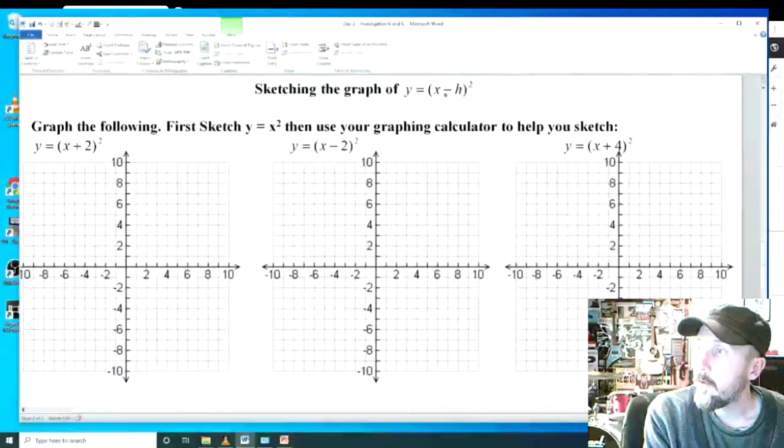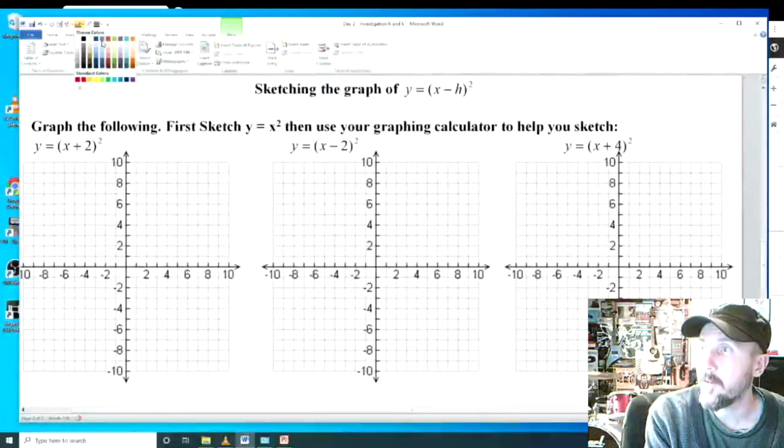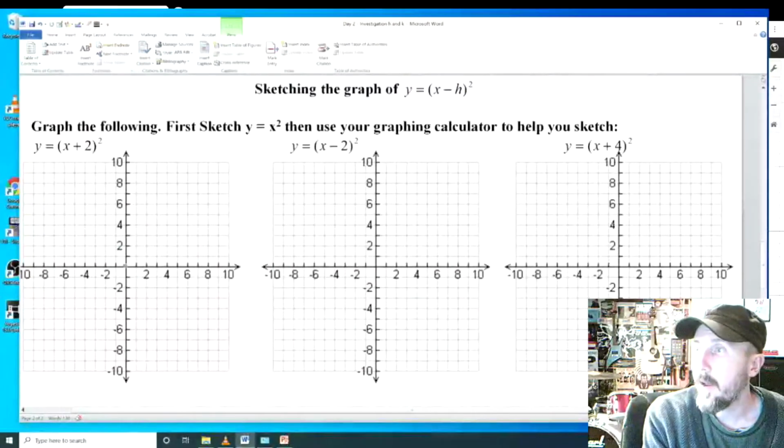Here, it's in brackets. Those same numbers, plus 2, minus 2, plus 4, but it's in brackets, so we've got to figure out what those brackets do. Same thing to start. I would start by graphing y equals x squared. Dot there, dot there. Oops, missed the dot. Dot there. Over 1, up 1, over 1, up 1. Over 2, up 4. Over 2, up 4.